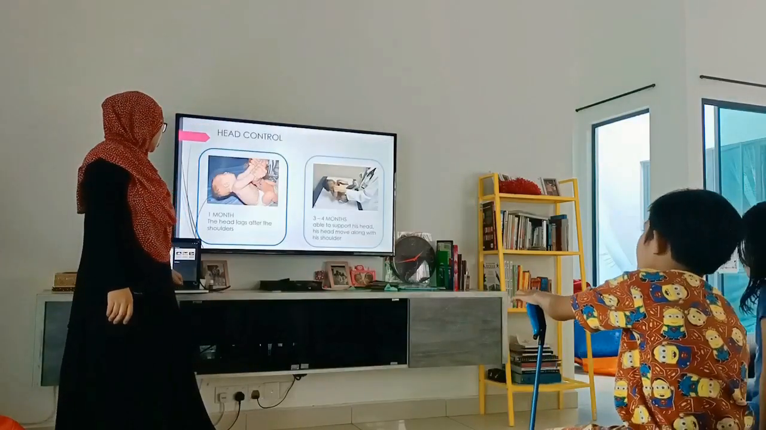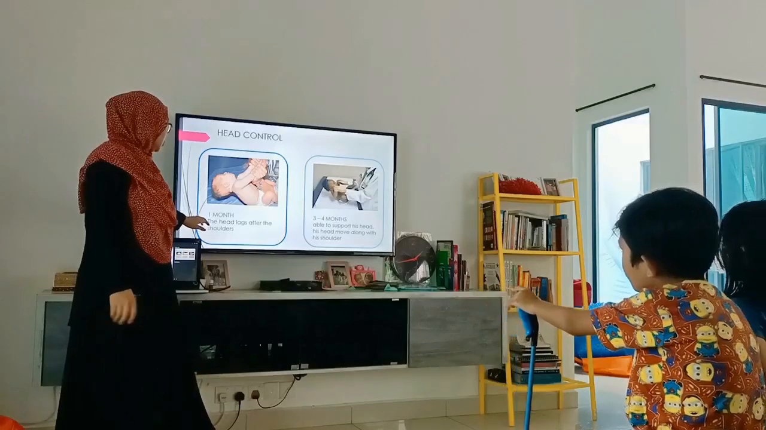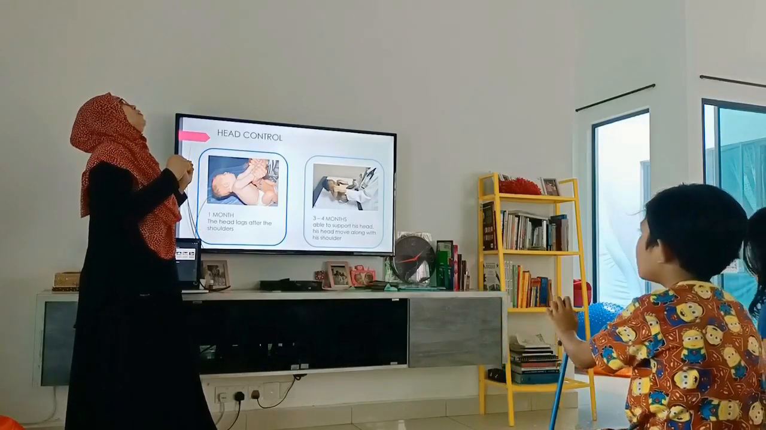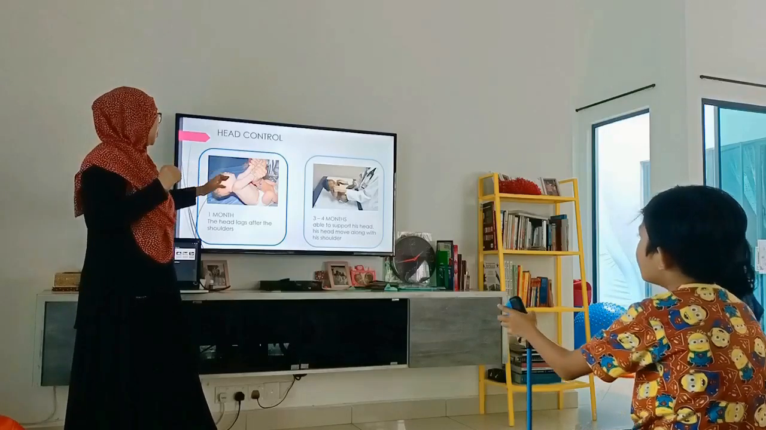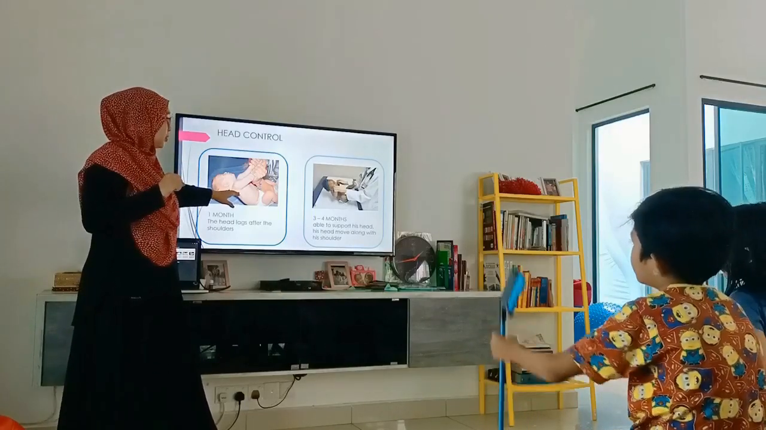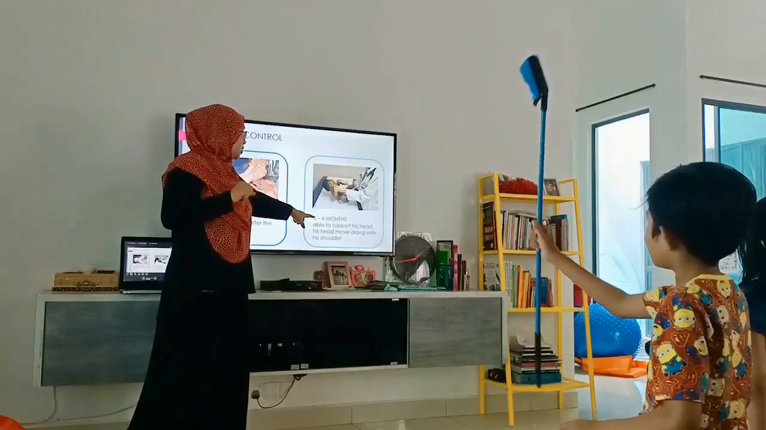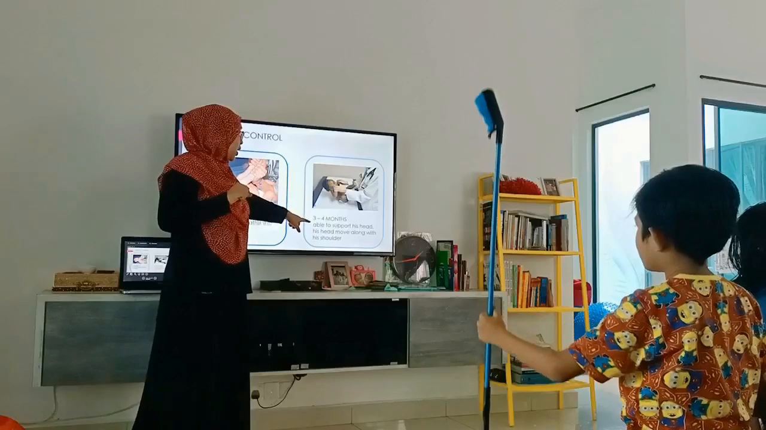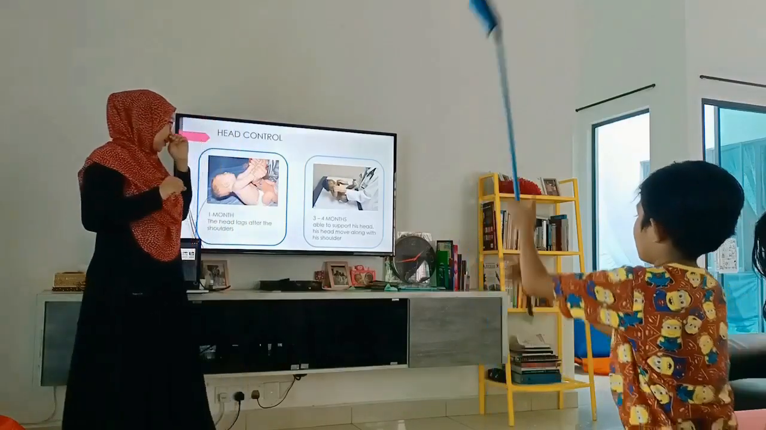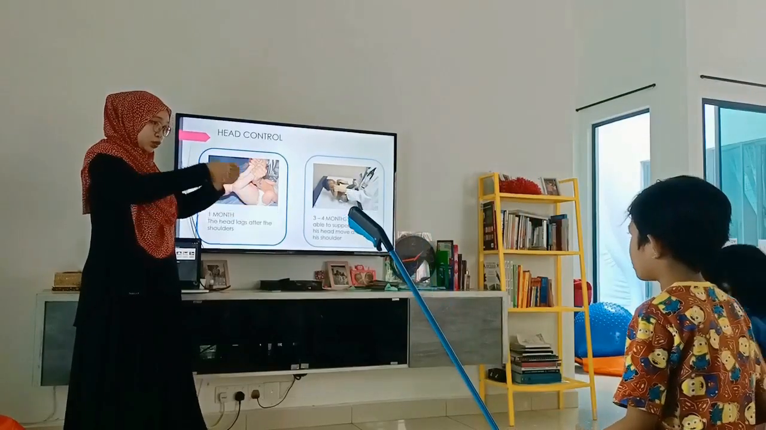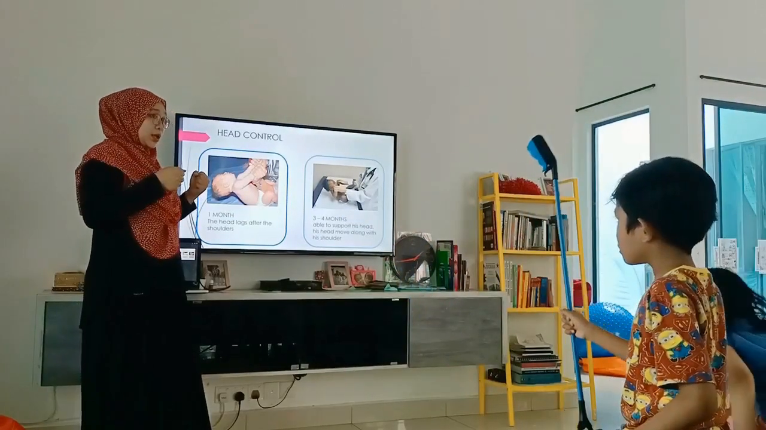Okay, head control. At 1 month, when you try to pull the baby, the head lags behind the shoulder. Okay. They are unable to control their neck muscle. Okay. This is the difference when the baby is 3 months old. They are able to support their own head. So the head moves along with the shoulder. If you try to pull up the baby, the head will follow.